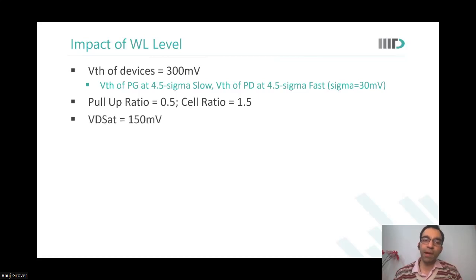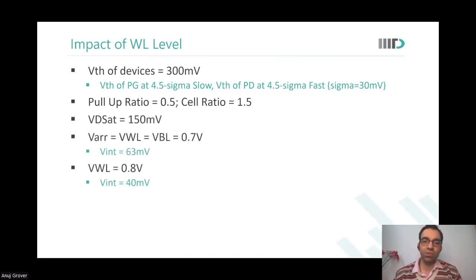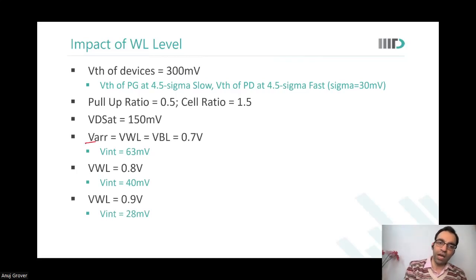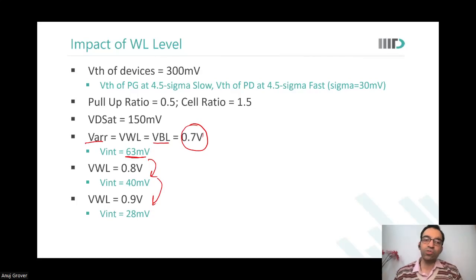Now let us look at the impact of word line. As the word line is raised, I have kept array and bit line both at 0.7. I simply raise the word line, and you will see I see an improvement. So word line lowering was a read assist scheme. Word line raising is a write assist scheme.